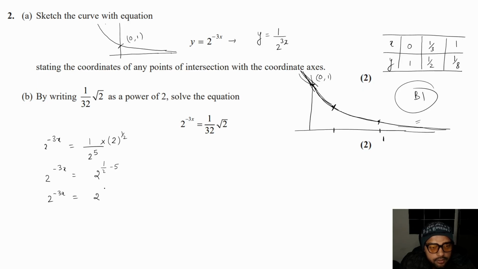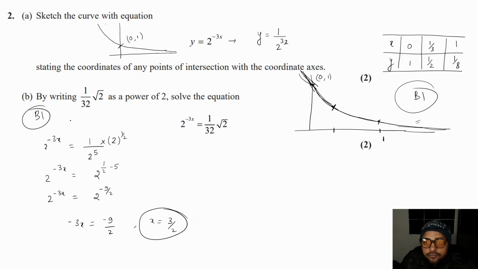We need to take the LCM and we'll get negative of 9 by 2. Now we can see the bases here are, students, similar. So the exponents, the powers here, will also be the same. So negative of 3x will be equal to negative of 9 by 2. Okay, so from here we can say x will be equal to 3 by 2. Students, this is how we need to solve it, and for this also you will be able to get B1 marks. Why B1? Because this is an independent part, as we have discussed.